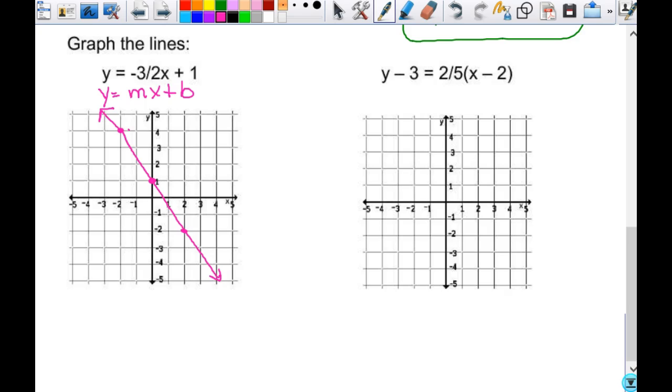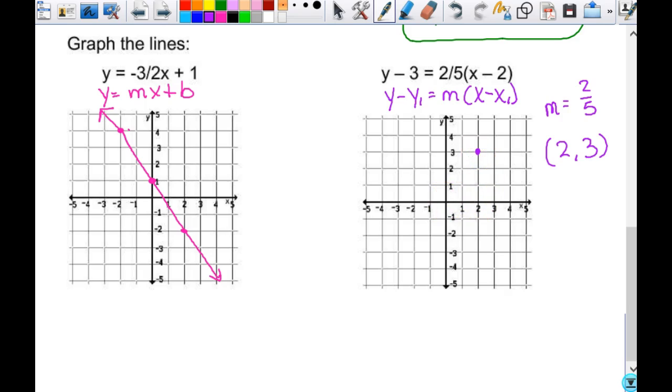Now over here, on this one, how many of you would change that to y equals mx plus b to go graph it? Yeah, nobody cares where the y-intercept is. Don't waste your time. Because this is y minus y1 equals m times x minus x1. Right? So you can tell me a point, what's the slope of this line? 2/5. Do you know a point on this line? It's 2, 3, right? Does that make sense? So can you go plot a point on this line? Yes, you go to 2, 3.